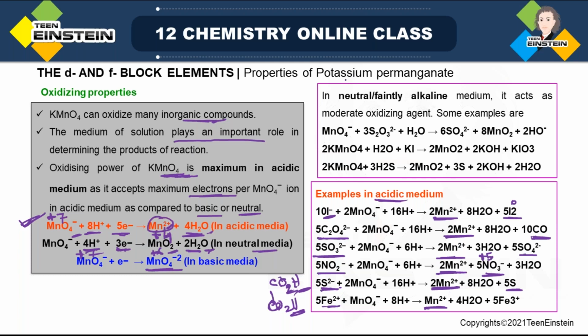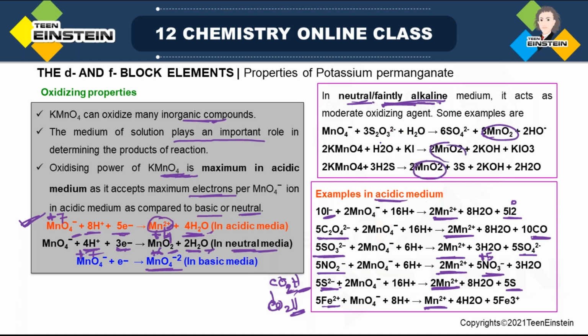Now if it is neutral medium or faintly alkaline medium, remember, it may be neutral or very weakly alkaline. Then the fate of MnO4-, though I have not mentioned it here, the equation written in black color is applicable both for neutral as well as weakly basic medium. But if it is strongly basic medium, then you have to follow the blue colored equation. So when it is faintly alkaline or neutral, the fate of manganese is MnO2. See, this is common.